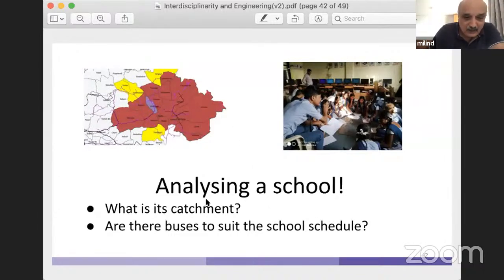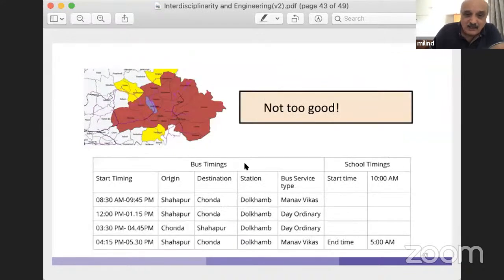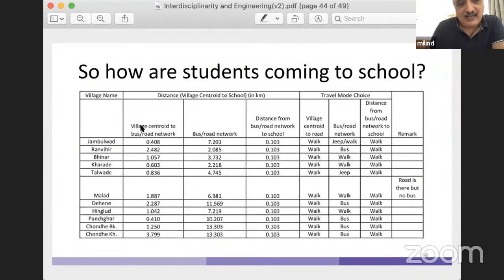So now we would like to ask, are there buses to suit the schedule? We see that the school timing was at 10 to 5, and there were only 4 services, out of which 2 may be called reasonably close to the school timing. And then if you ask the students, it's a pretty sad story.